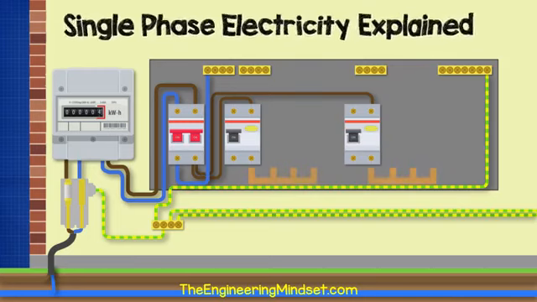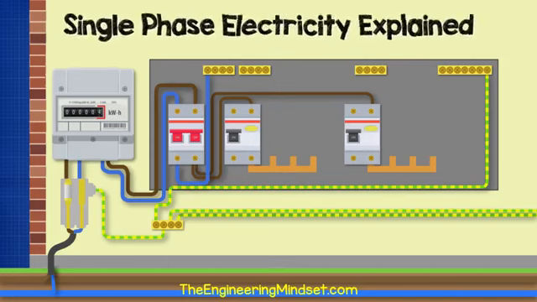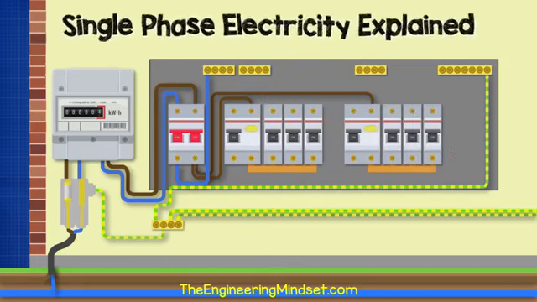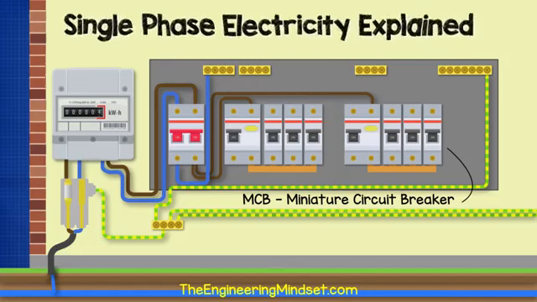From the bottom of the RCD we have a buzz bar. This is just some conductive metal which the electricity flows along and connects into each of the MCBs, which just makes the installation easier rather than having a lot of cables.